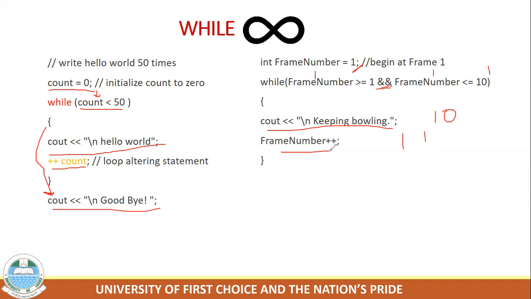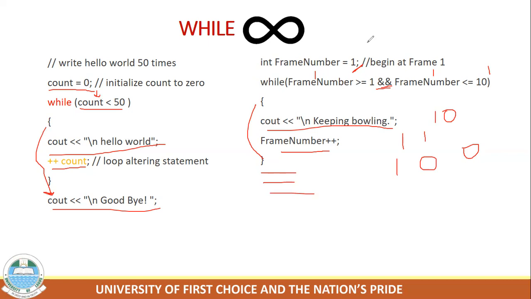It will increment the frame number to 11. Is 11 greater than 1? Yes. But is 11 less than 10? No. Is 11 equal to 10? No. So your output is false, so it will stop this loop. It stops this loop and continues with any other statement that follows.